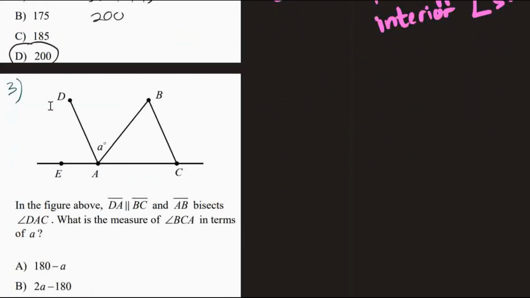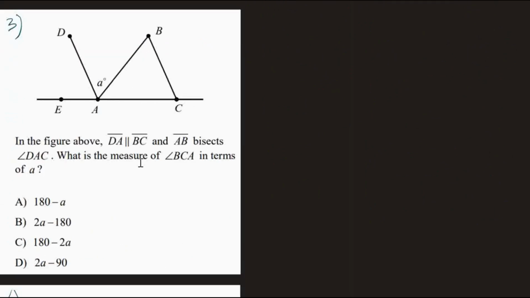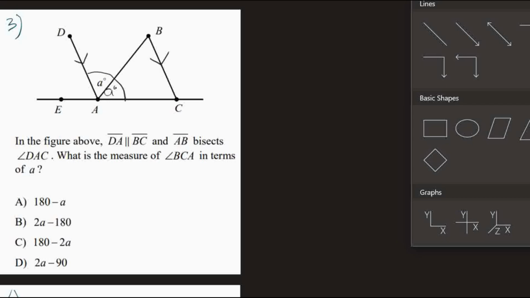So now this is question number 3. In the figure above, DA is parallel to BC. DA is parallel to BC. AB bisects DAC. So AB bisects DAC. So this is DAC. So AB, this line, bisects DAC. So it means that this is A, this will be also A, because bisects means it divides into two equal angles. So this is the line AB that bisects.